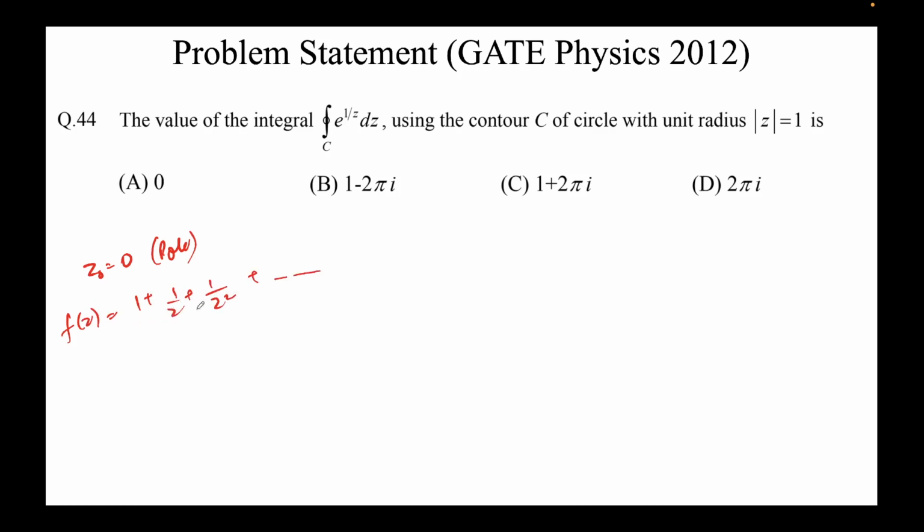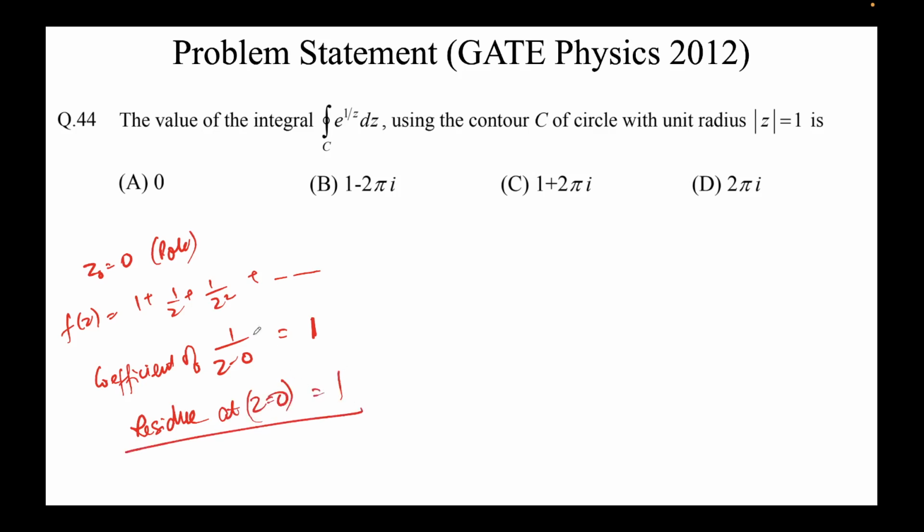So now we wrote the expansion. Now finally we try to find the coefficient of the 1 over z minus z naught term. So the coefficient of 1 over z minus z naught, 1 over z minus 0. So the coefficient of 1 over z is nothing but 1. So this means the residue at z equal to 0 is coming out to be 1. And note that there is only one pole. This is a higher order pole, but there is only one pole. So the coefficient is coming out to be 1.